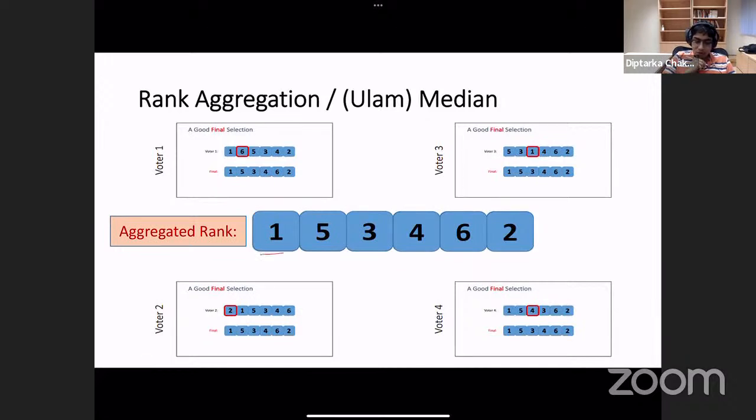Suppose this is my final aggregated rank. For voter 1, essentially I need to delete 6 and place 6 here, and then I will get the final ranking. For voter 3 also, I have to delete 1 here and put it here. And that's why the edit distance over permutations is considered Ulam distance. So this is just 2 for each of them. Now what is the objective value? It is essentially 8. And I guess you can show that this is optimal for this example.